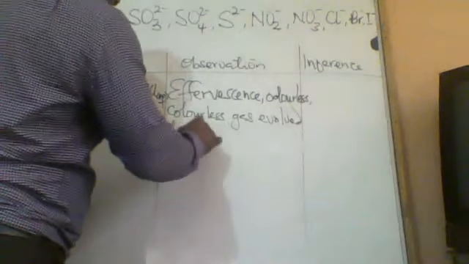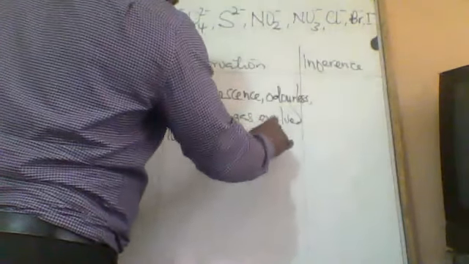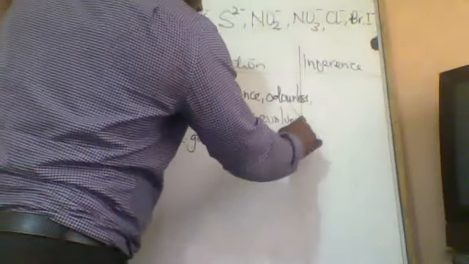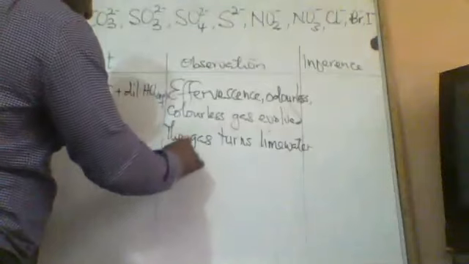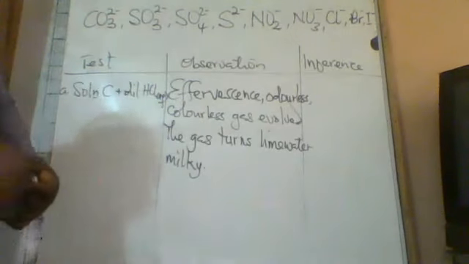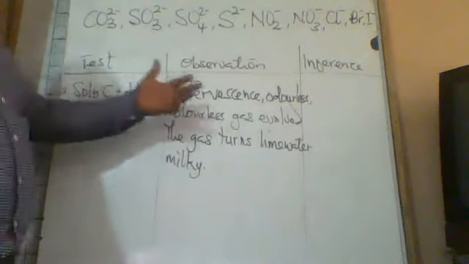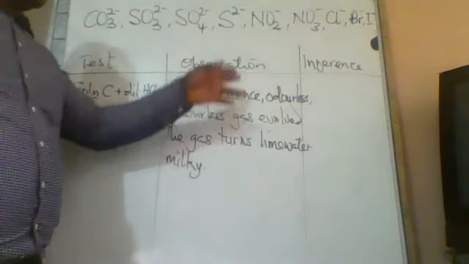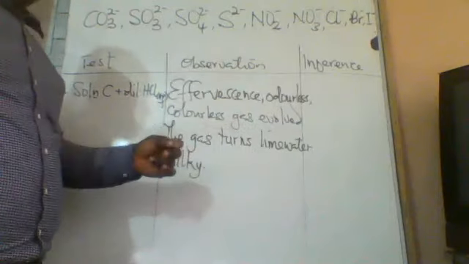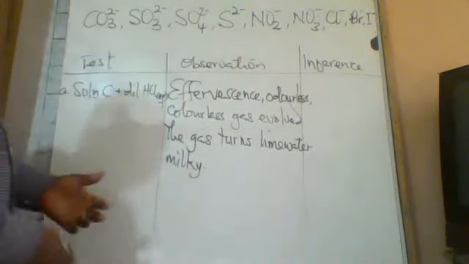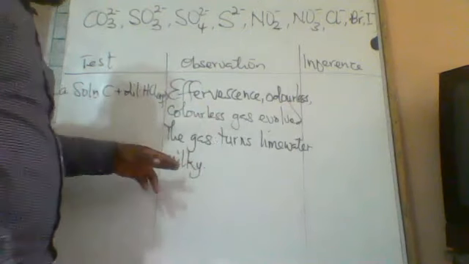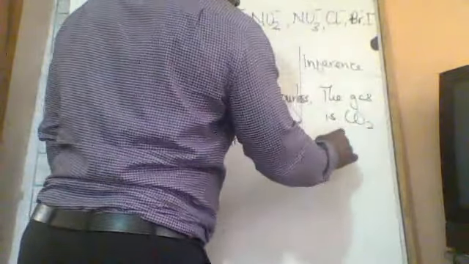So as soon as you add HCl to a test solution and there is effervescence, odorless, colorless gas evolving, and the gas, when bubbled through lime water, turns the lime water milky, that means that the gas is CO2. Therefore, CO3 2 minus is present.